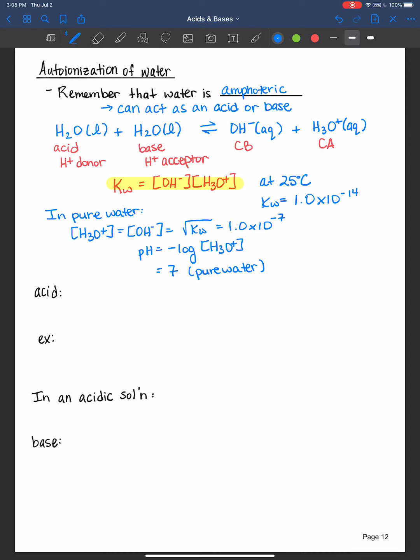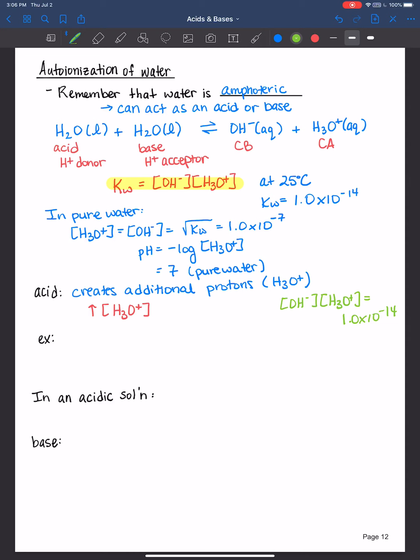Now, if we add an acid to our pure water, this creates additional protons, or hydronium ions in solution, right? We're adding an acid, it produces more hydronium ions in solution, so therefore it's definitely going to change the pH because acids are proton donors. The concentration of the hydronium ion increases in that solution. And always remember that at 25 degrees Celsius, hydroxide times hydronium ion is equal to 1 times 10 to the negative 14th. Okay, so it's going to be very important that you remember that equation.